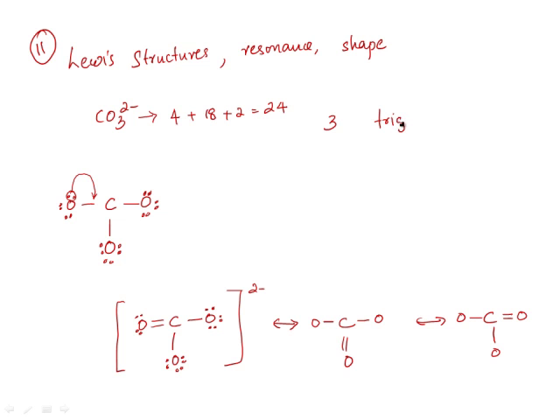Trigonal planar. Now, the actual shape is determined by envisioning the molecule without any lone pairs. Do we have any lone pairs on the central atom? No, we don't, so we don't have to do anything. So what is the actual shape of that molecule? Trigonal planar.